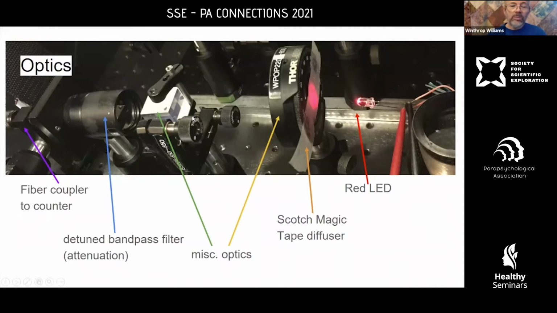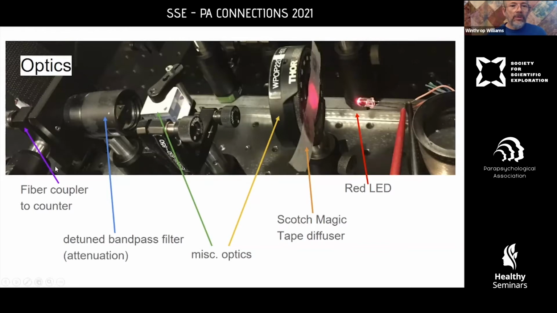And then it goes through some miscellaneous optics that just happened to be on the table and I didn't see the need to remove them. And then this is important. It goes through this detuned bandpass filter. What I mean by detuned is the bandpass filter is designed for infrared photons at 880 nanometers, but this LED is around 650. So most of the light will be blocked by this. That's important because it gets us down to a low counting rate.